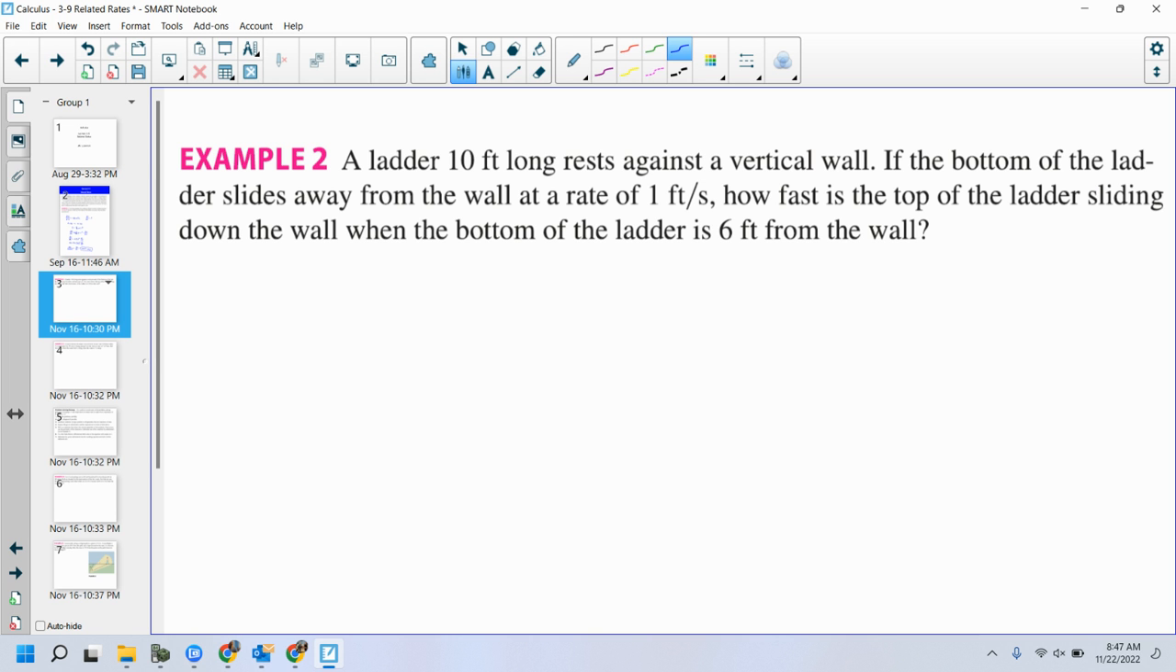Okay, a ladder 10 foot long rests against a vertical wall. If the bottom of the ladder starts to slide away from the wall, and we can somehow measure the sliding rate, the ladder slides away from the wall at a rate of 1 foot per second. How fast does the top of the ladder slide down the wall? And I want to know that when the ladder is 6 feet from the wall.